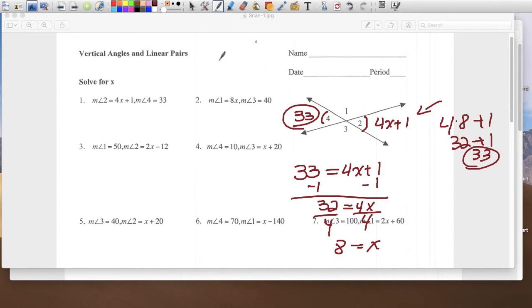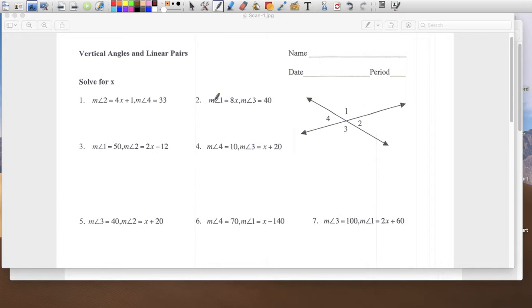Number 2 says also solve for x, so let's erase everything and just write down. Angle 1 is 8x, so it's telling me that this angle right here is 8x. And angle 3, which is on the other side, is 40. Now, we all know that if this is 40, the other side is 40, but it's telling us to solve for x.